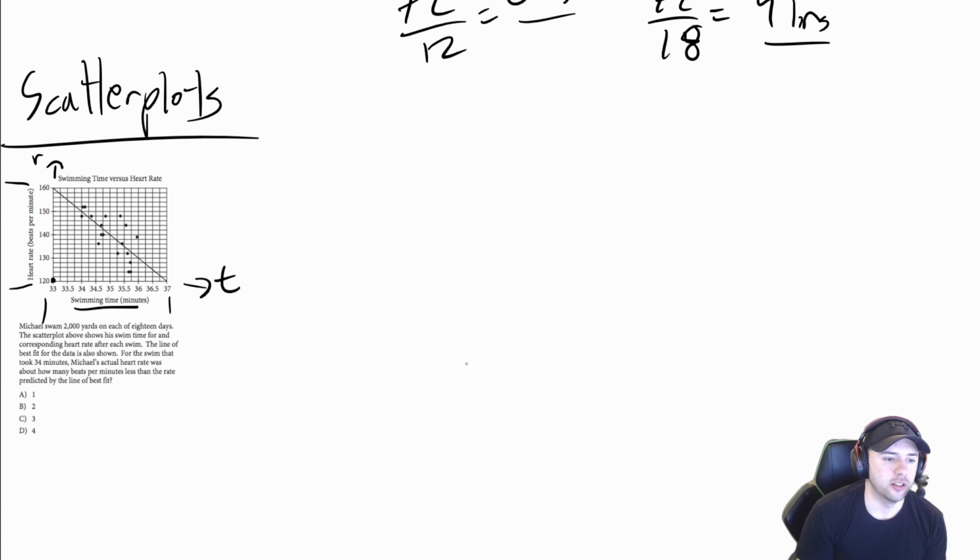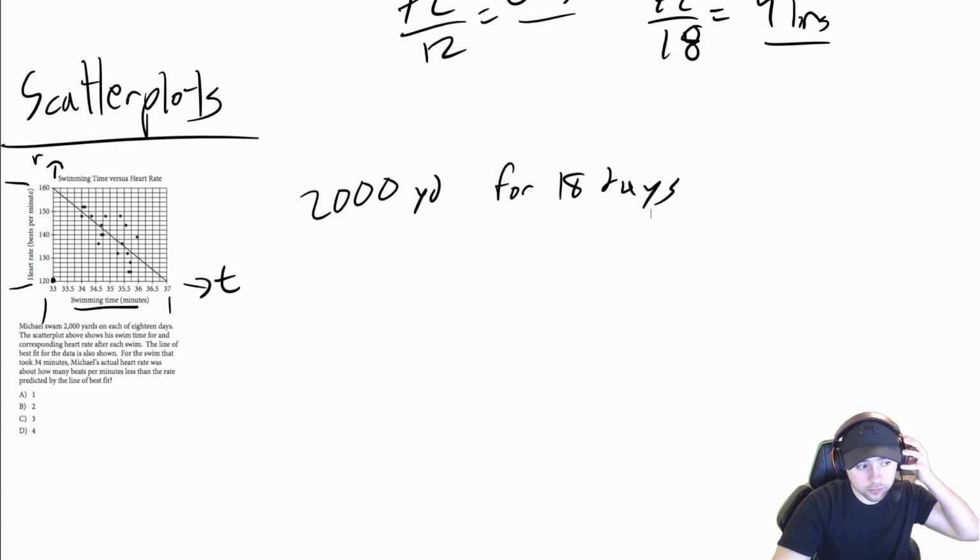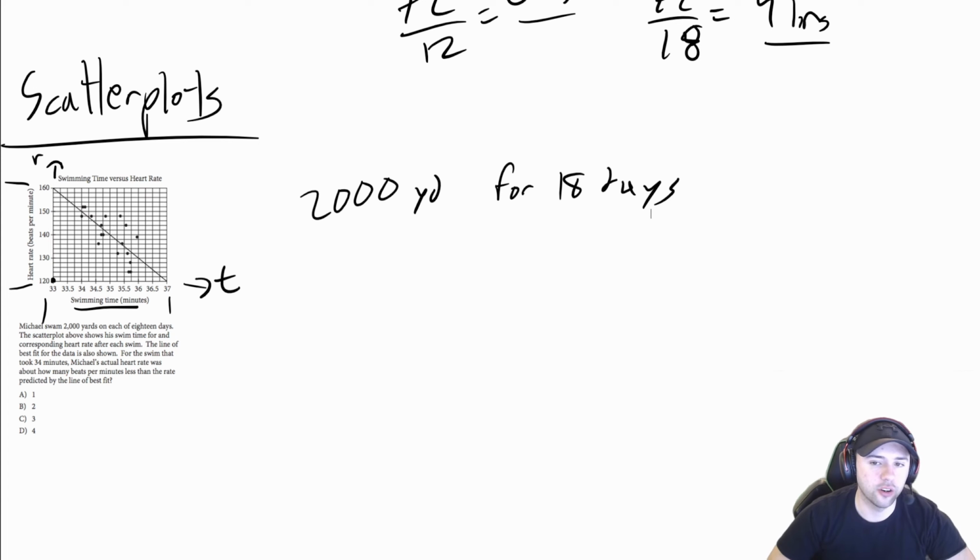So let's read the context now. It says Michael swam 2,000 yards on each of 18 days. So we have 2,000 yards for 18 days. The scatter plot above shows his swim time for the corresponding days and his heart rate after each swim. The line of best fit for the data is also shown. For the swim that took 34 minutes, Michael's actual heart rate was about how many beats per minute less than the rate predicted by the line of best fit.